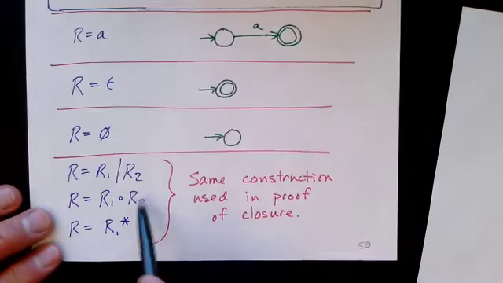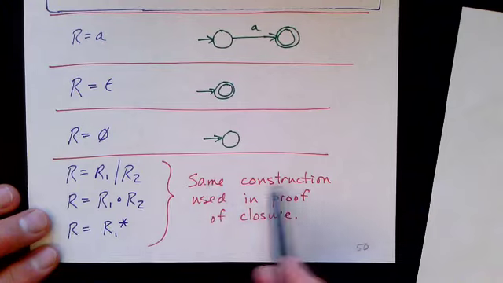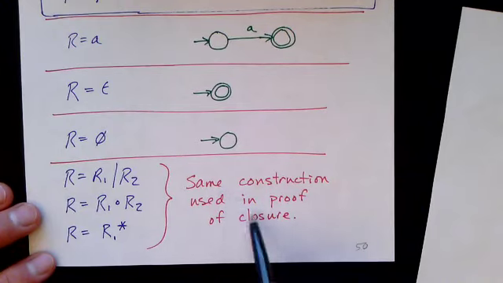Now for the other cases, we're basically going to use the construction that we used in the proof that these operations were closed. So you'll see the same kind of thing going on.